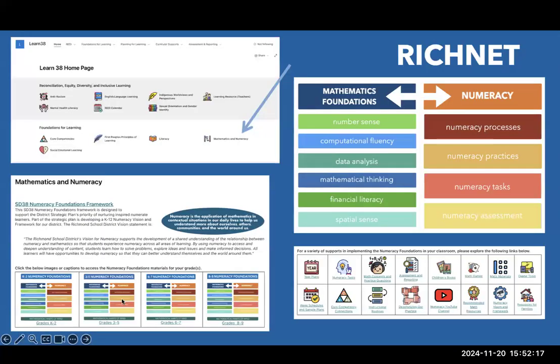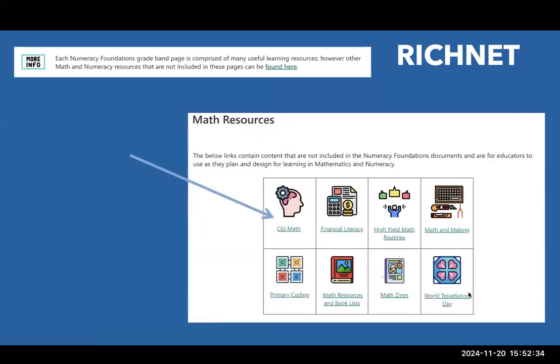So again, this is where you find all the mathematics and numeracy resources on RichNet. And this is where those math practice questions are, underneath the framework. These are the extra tiles, so math concepts and practice questions. Those are there, as well as an extra CGI math resource page, with some of those equation cards that you can print out and some background material and resources on CGI.